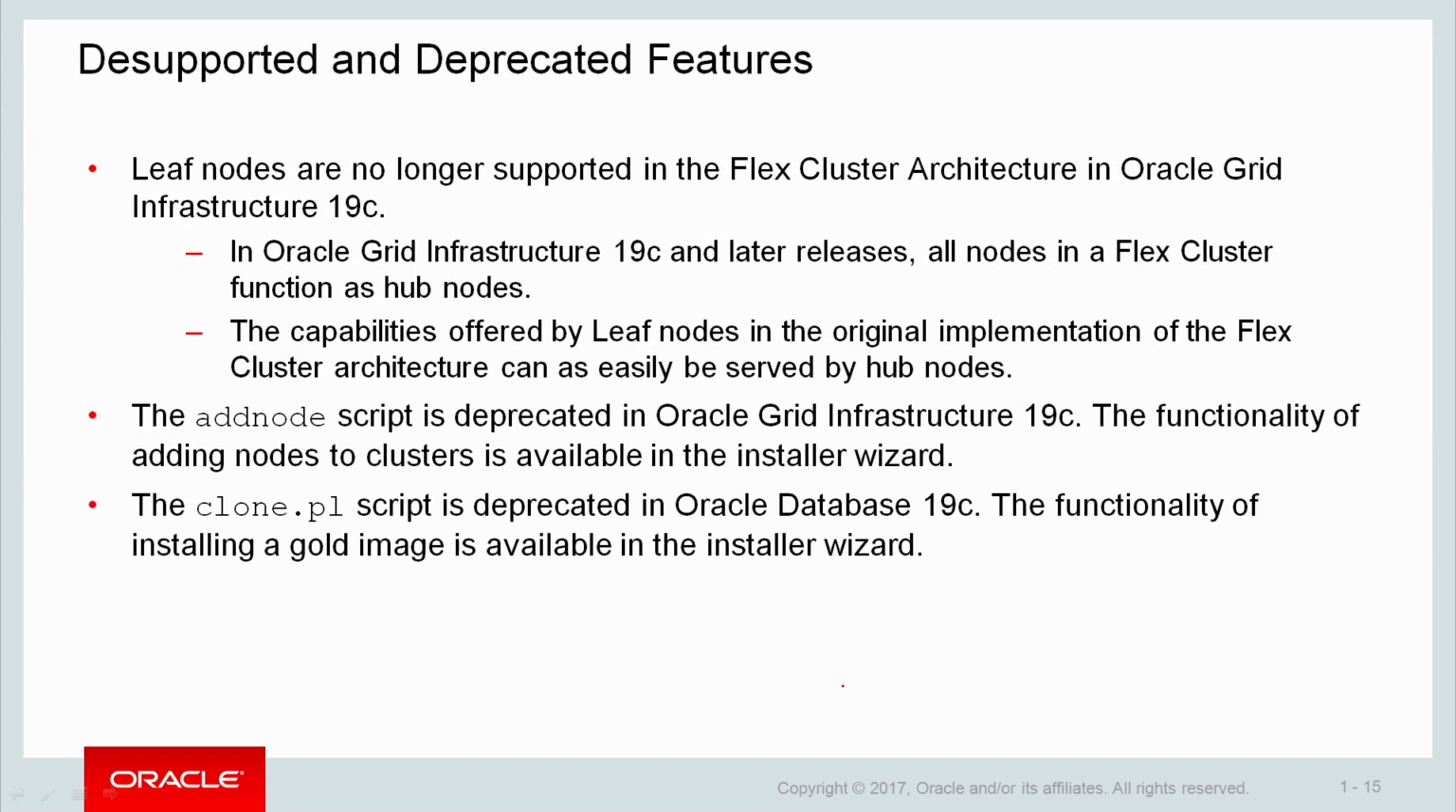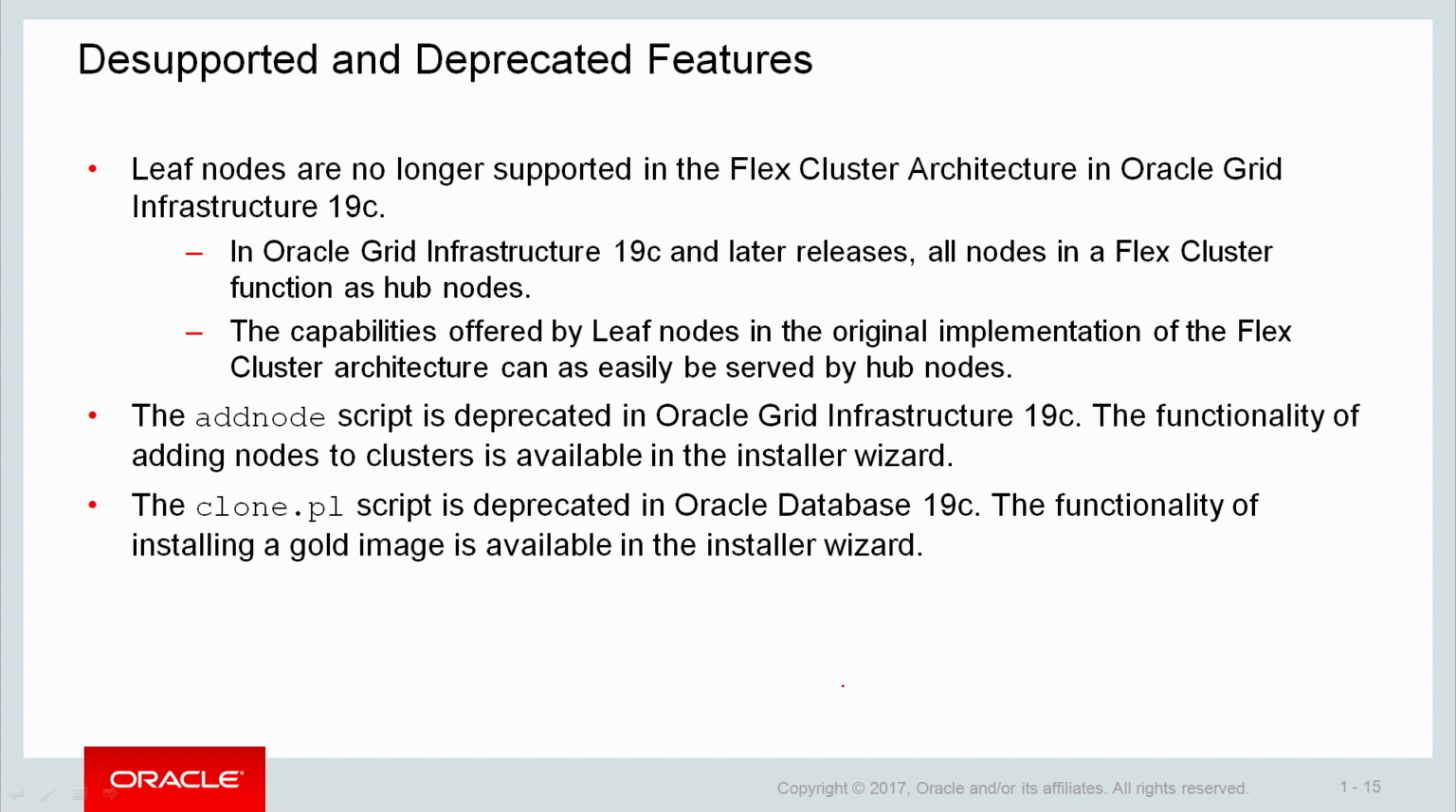And some more desupported and deprecated features for 19c. Leaf nodes are no longer supported in the Flex Cluster architecture in Oracle Grid Infrastructure 19c. In Grid Infrastructure 19c and later releases, all nodes in the Flex Cluster function as hub nodes. The capabilities offered by leaf nodes in the original installation of the Flex Cluster architecture can easily now be serviced by hub nodes.